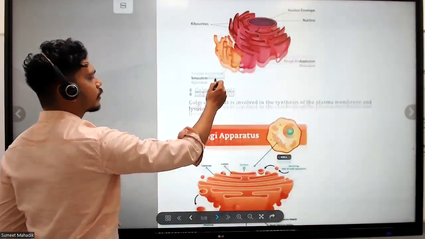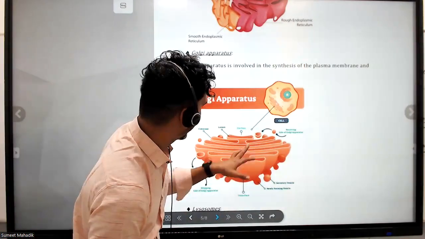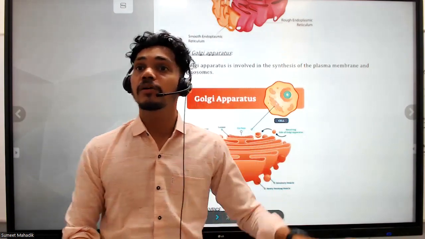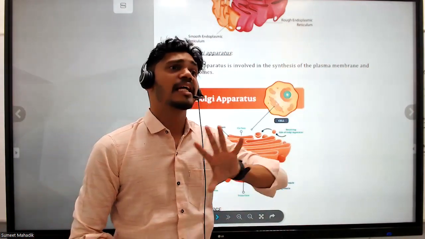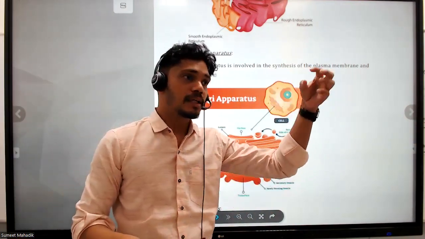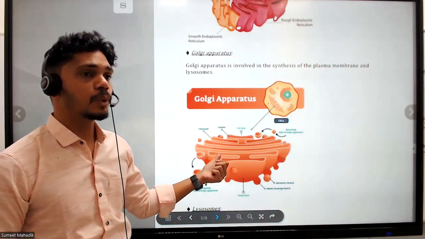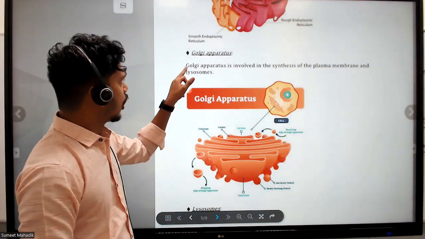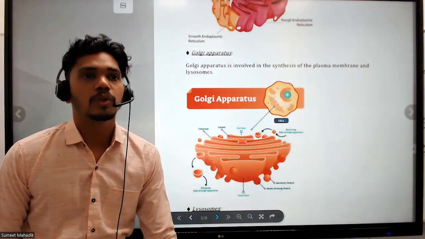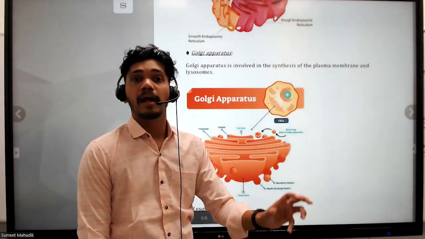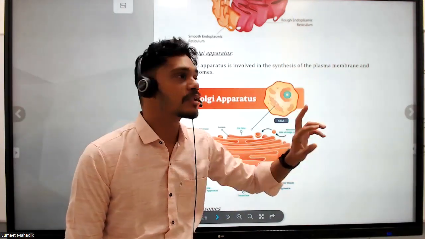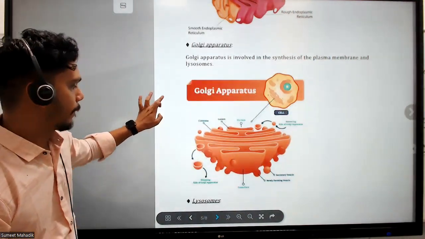Now the Golgi apparatus. What is the Golgi apparatus? Can you see the Golgi apparatus? Here is a Golgi apparatus. What is the function of the Golgi apparatus? Transportation of whatever protein has been synthesized to wherever the target requires. If the mitochondria require protein, or if another organelle requires protein, who is going to transfer it? The Golgi complex. The Golgi apparatus is involved in the synthesis of the plasma membrane and the lysosome. What are lysosomes? Suicidal bags. Whenever the cell is aged, the one responsible for destroying the cell is the lysosome.